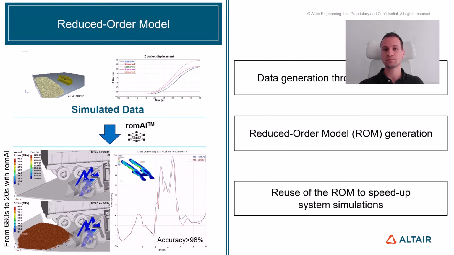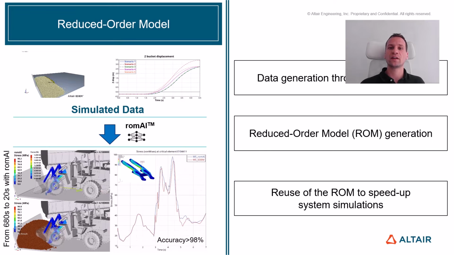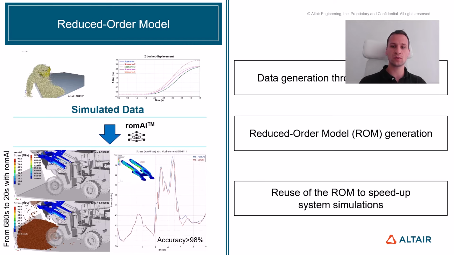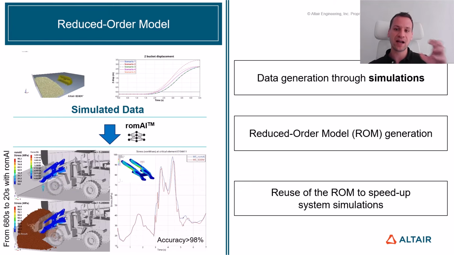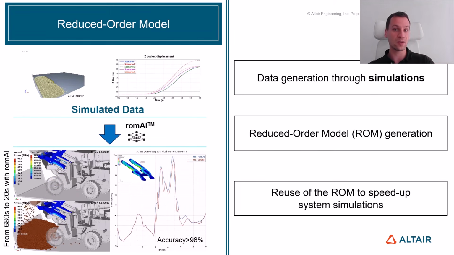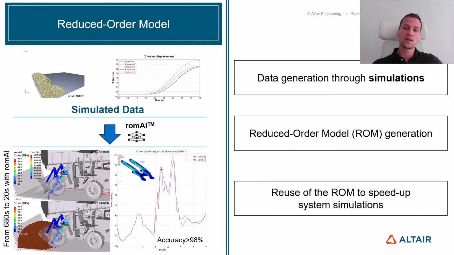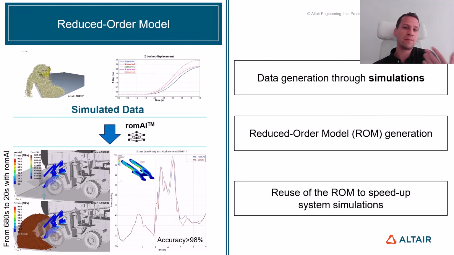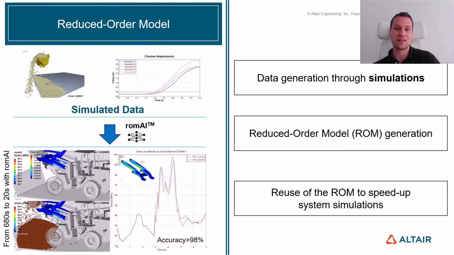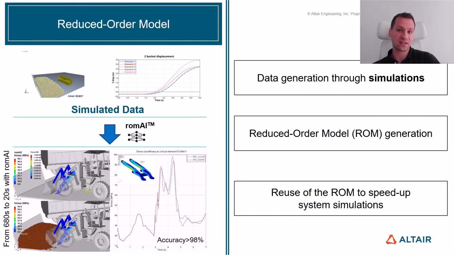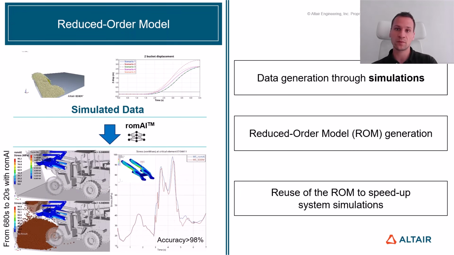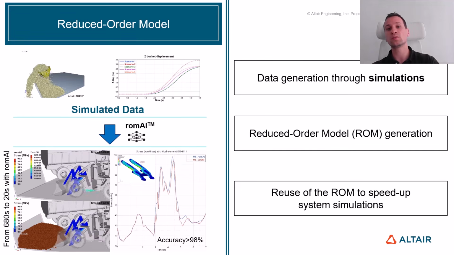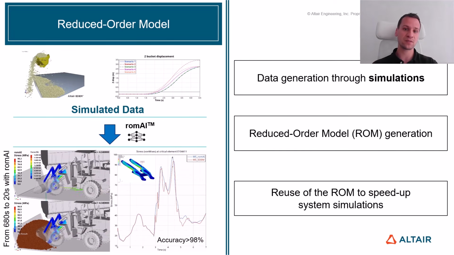Now, there are two flavors when using ROMAI. You can either create reduced order models, and when we deal with reduced order models, data is coming through simulations, so through the CAE world. And what is the benefit of a reduced order model? Of course, this reduced order model runs much faster than the original simulation, so you can use it for optimization purposes, but most often you can use it to perform larger system of system simulations.